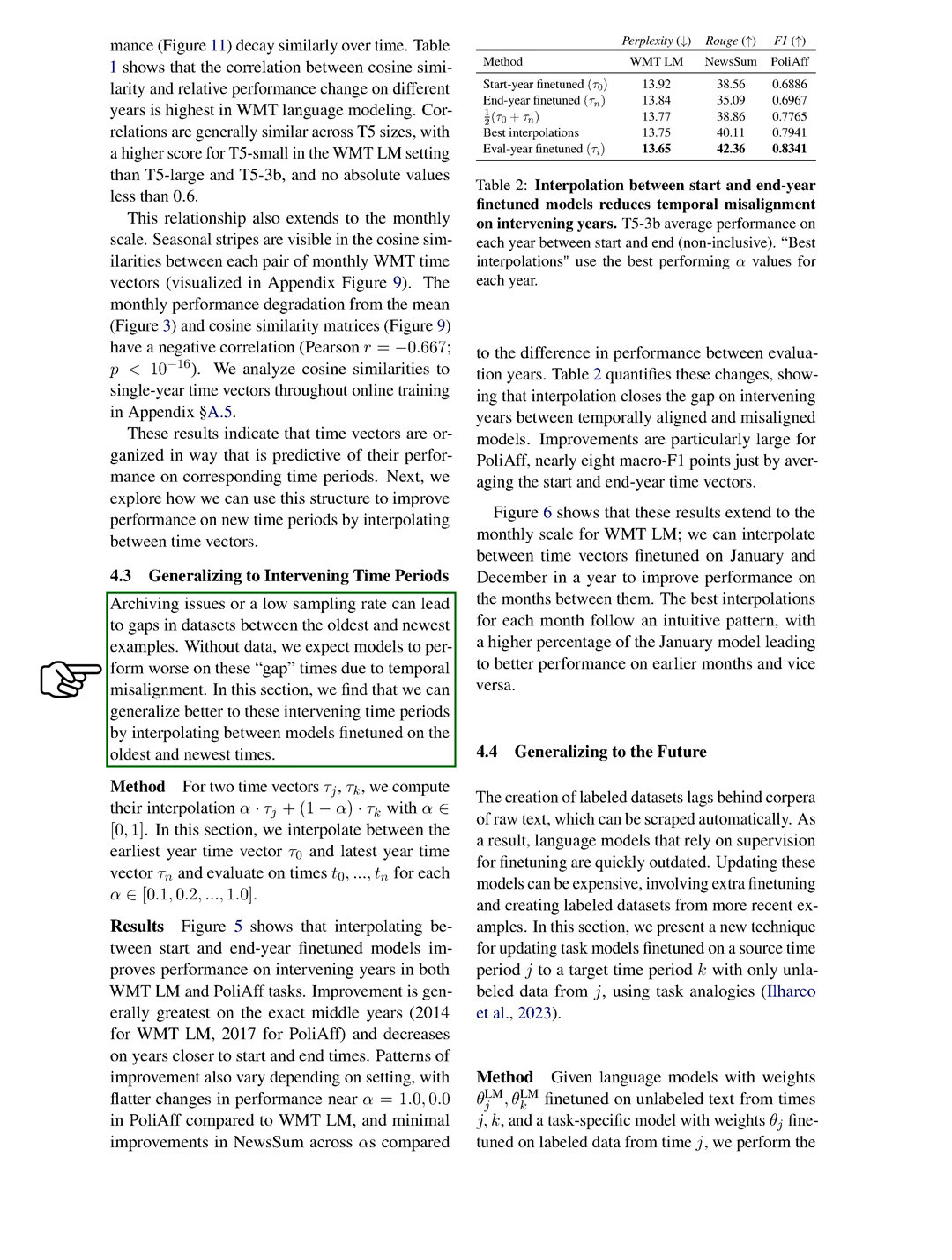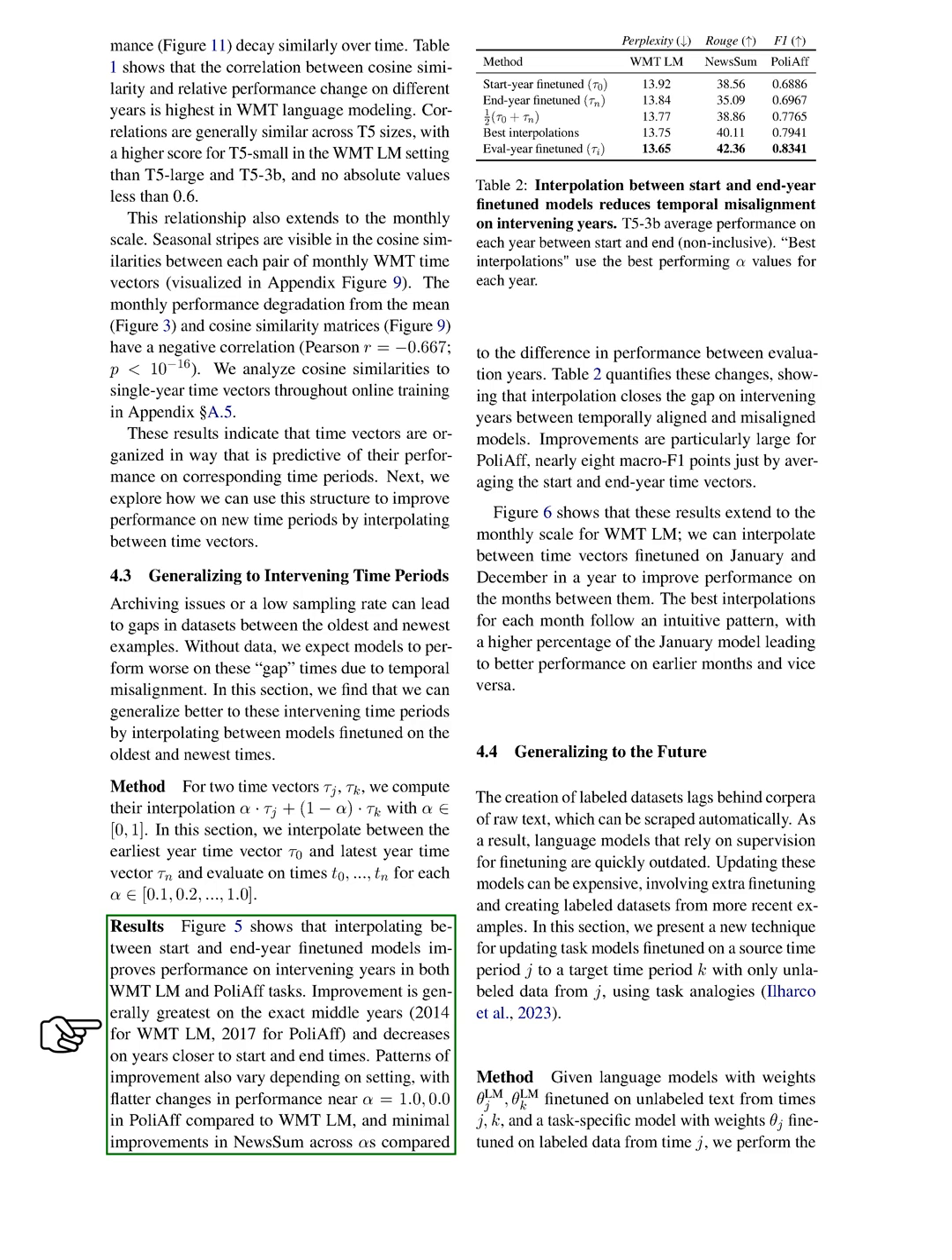To explain this method, let's consider two time vectors, which we'll call tau_j and tau_k. We calculate their interpolation by multiplying tau_j by a factor alpha and tau_k by 1 minus alpha, where alpha is a value between 0 and 1. We then apply this interpolation between the time vector of the earliest year, tau_0, and the latest year, tau_n, and evaluated at different times for each alpha value ranging from 0.1 to 1.0.